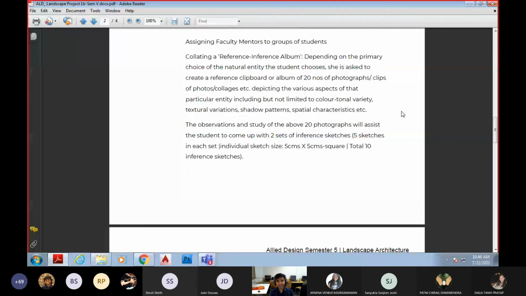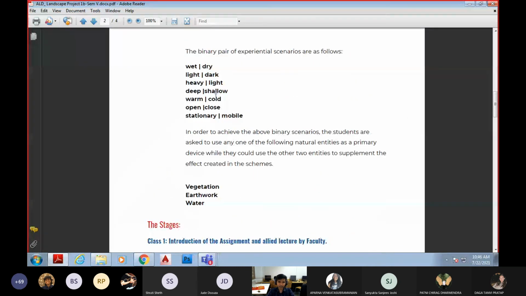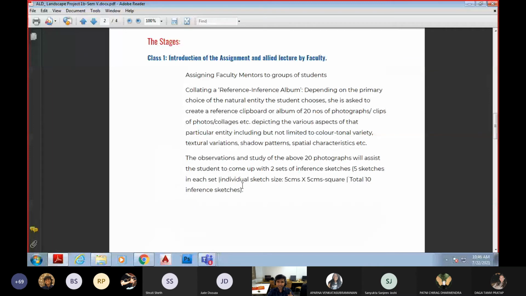Okay, so in the next class, and let us be very clear, we faculty members thought it's important for you to go through this because otherwise, if we throw, let's say, stationary and mobile, and a student chooses earthwork as her entity, you're going to get confused. You're going to keep thinking, how can I depict stationary or mobile through earthwork? But this is probably a device with which you could enter the project much faster. Okay, so that is about the reference inference album.